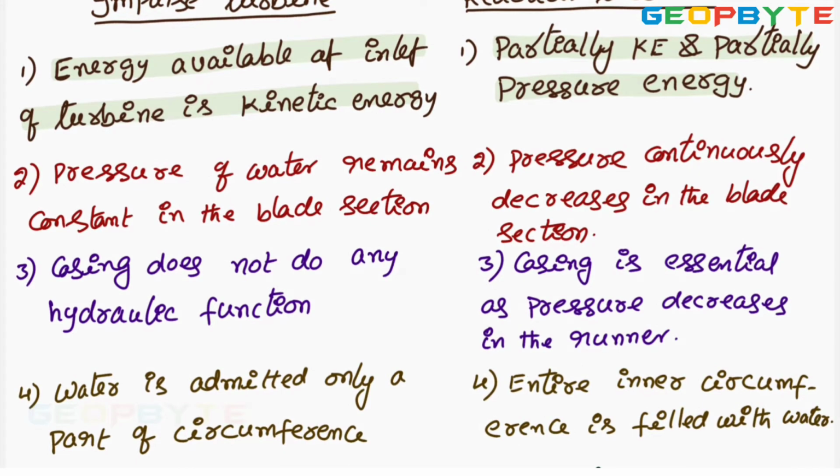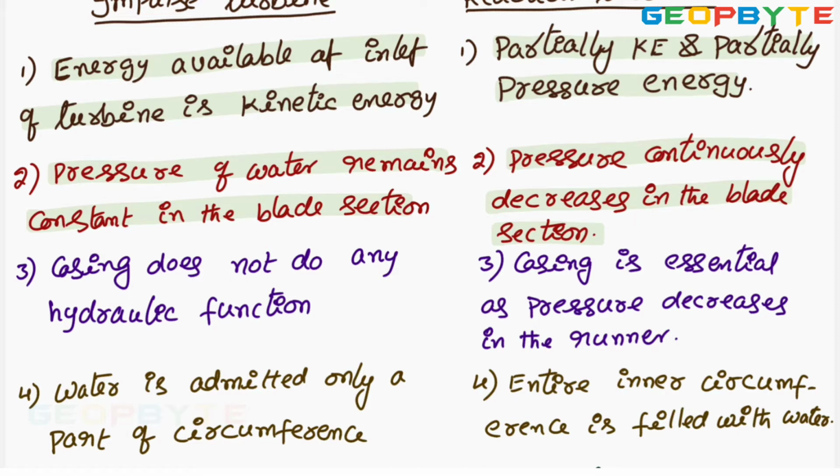Come to the second difference. While the water is expanding in the impulse turbine blades, the blades are arranged such that the pressure of the water remains constant in the blade section, whereas the reaction turbine blades are arranged such that the pressure of the water continuously decreases from the entrance to exit.